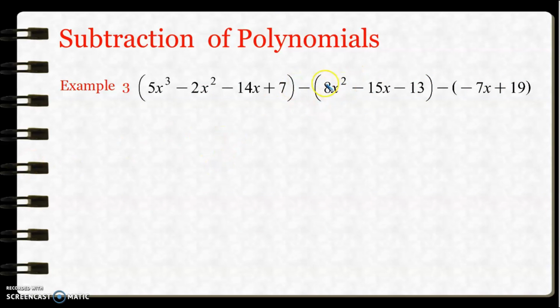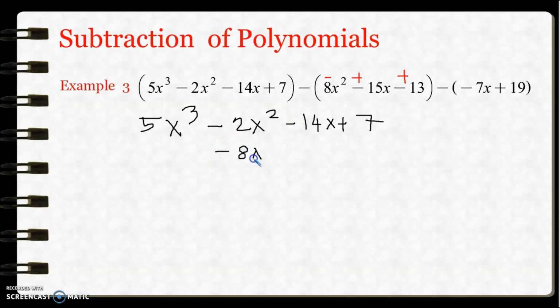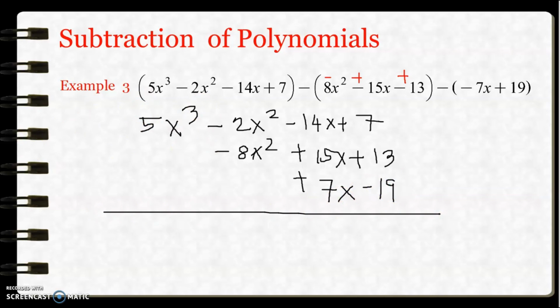Okay? Kailangan lang, yung preceded ng minus sign, babaguhin natin yung signs ng mga terms. So, this time, dito na tayo mauna. 5x cubed minus 2x squared minus 14x plus 7. So, ito, babaguhin natin yung sign magiging negative, positive, positive. Okay? So, i-rewrite na natin siya. Negative 8x squared plus 15x plus 13. At yung last, ito naman, magiging positive 7x minus 19. Okay? So, walang similar kay 5x cubed.